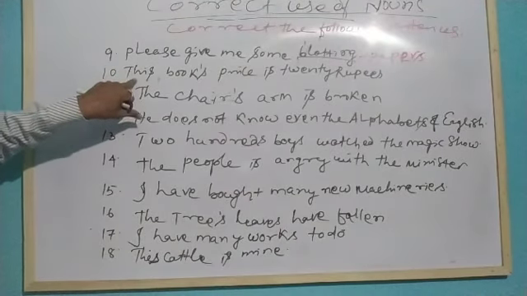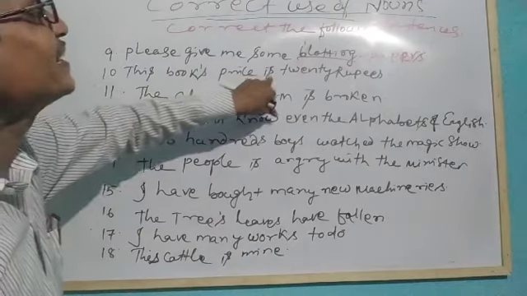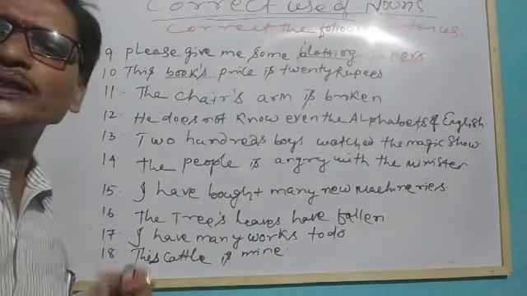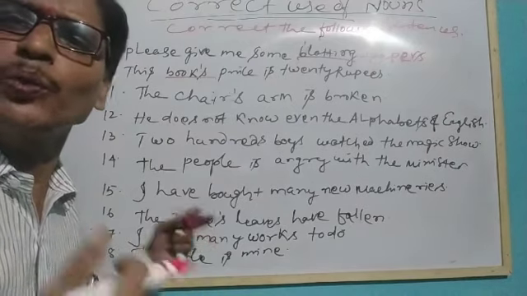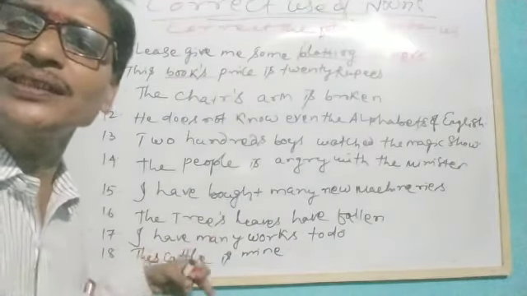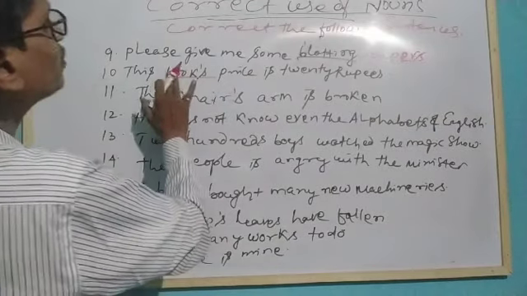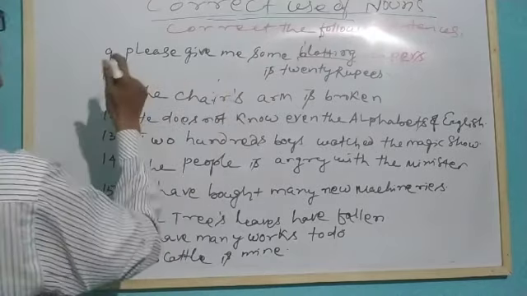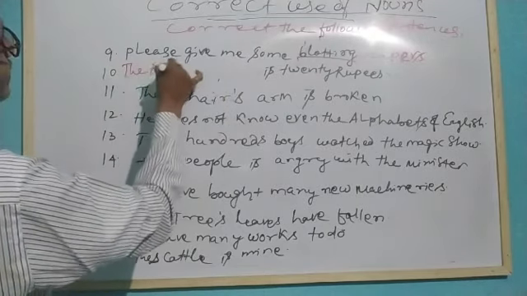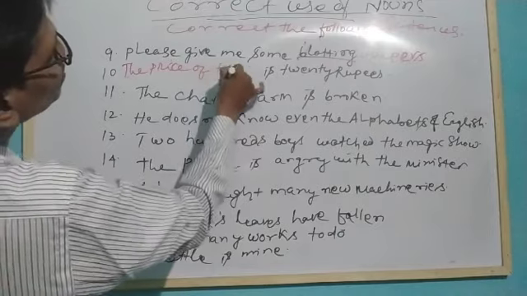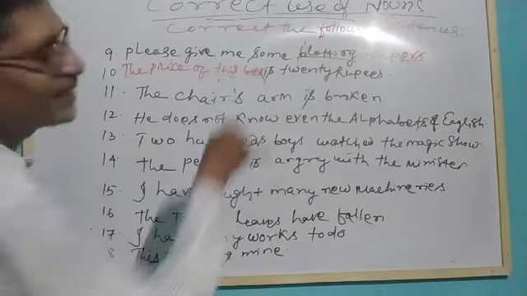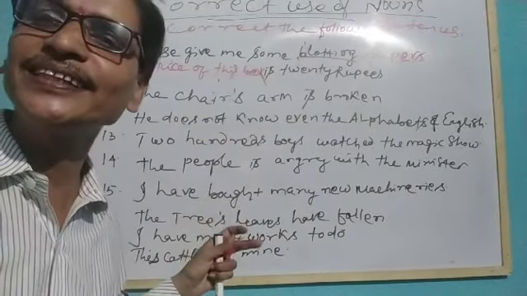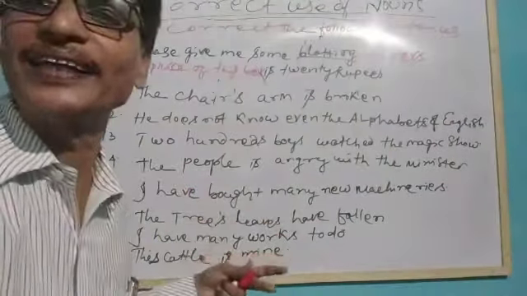Similarly, this book's price is 20 rupees. Book's price, books means what? A book is a non-living thing. We cannot write book's price, just like a chair's leg. So similarly, what will we do? The price of this book. If we write it, then it will be correct. The price of this book is 20 rupees. Then it is correct, not this book's price.